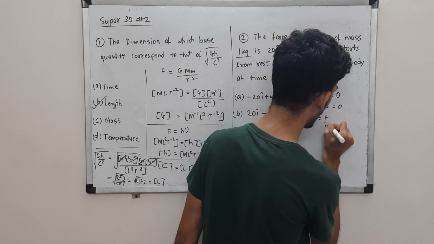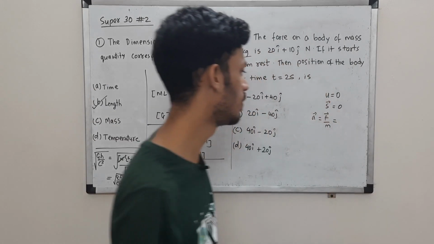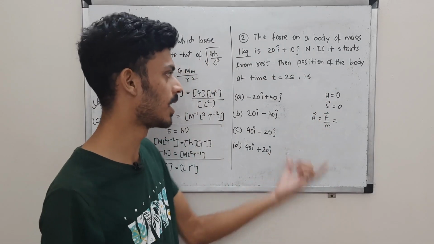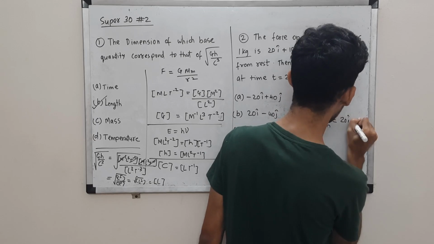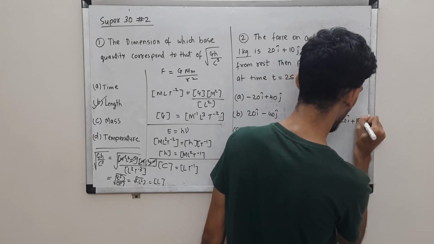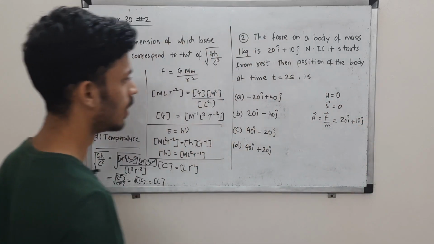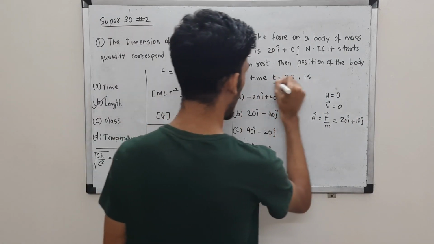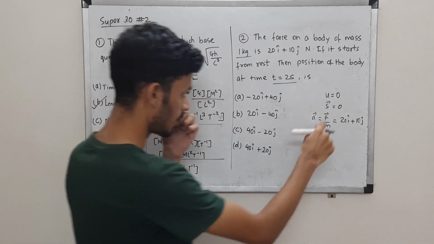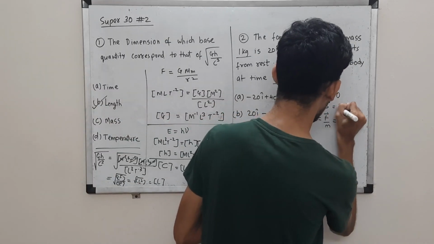Since mass is 1 here, force is equal to acceleration. Mass is 1, right? So this is nothing but your acceleration, 20 i cap plus 10 j cap. Now you are given u is 0, and you are supposed to find the position at time t. So you are supposed to find s.